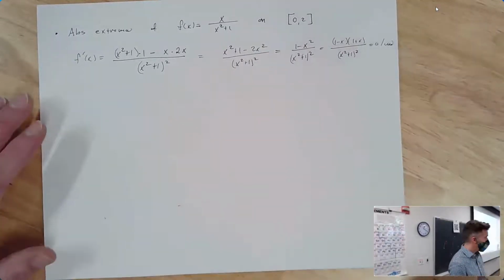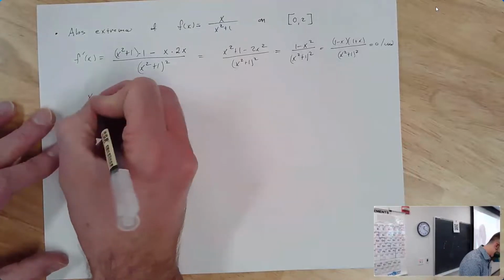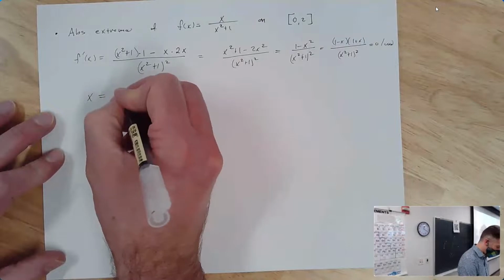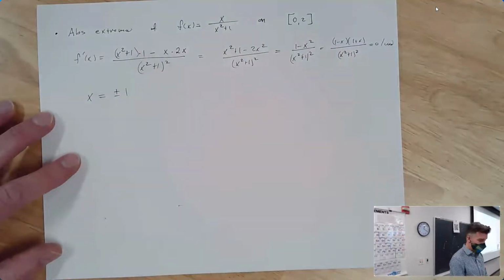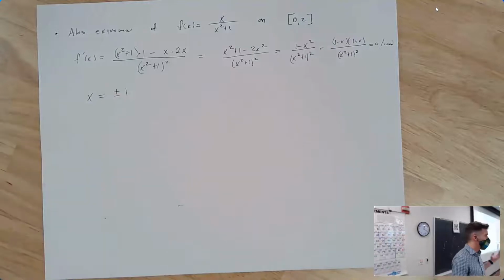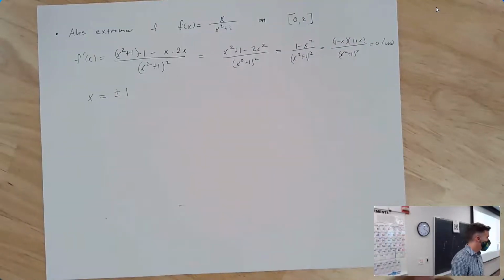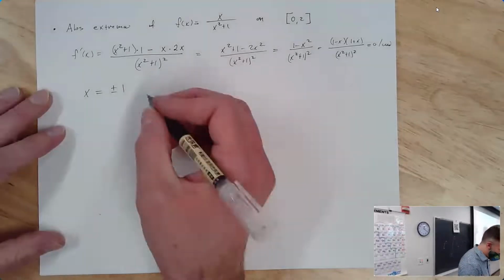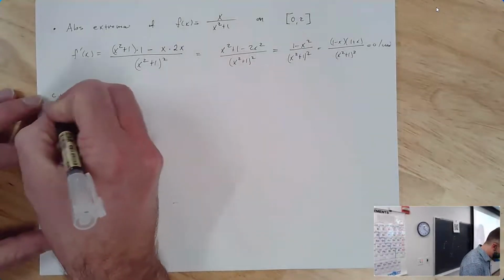What's going to make it equal to 0? x could be either, right, plus or minus 1. What's going to make it undefined? Nothing. It's never undefined. It's worth checking for because we had a fraction, but the denominator is never 0, so we're safe. It's okay if the denominator is 0, it just isn't in this particular example. So these are my critical values.